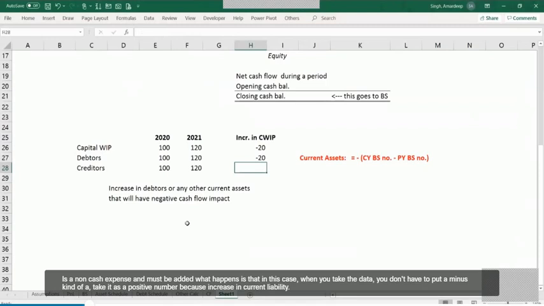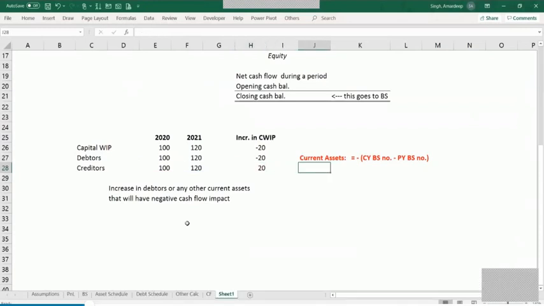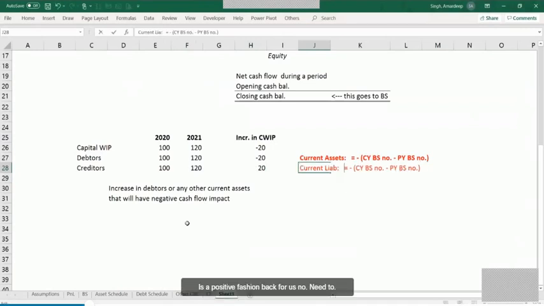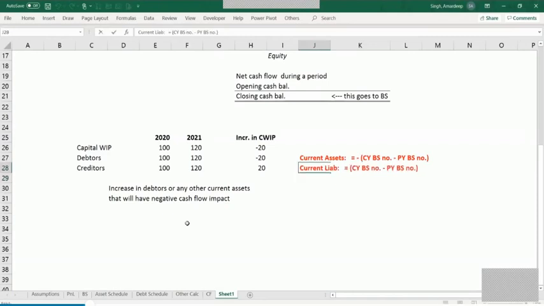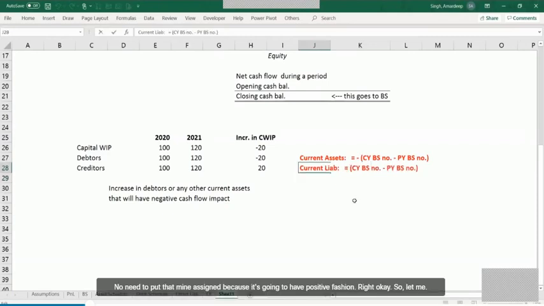So what happens is that in this case, when you take the delta, you don't have to put a minus. You straight away take it as a positive number because increase in current liabilities is a positive cash impact for us. So no need to put that minus sign because it's going to have a positive cash impact.